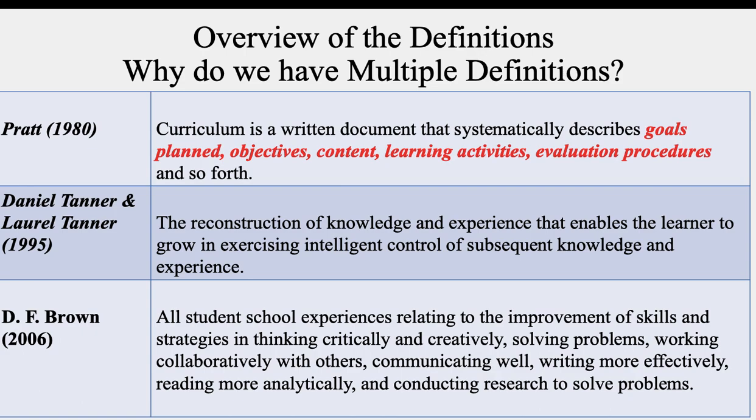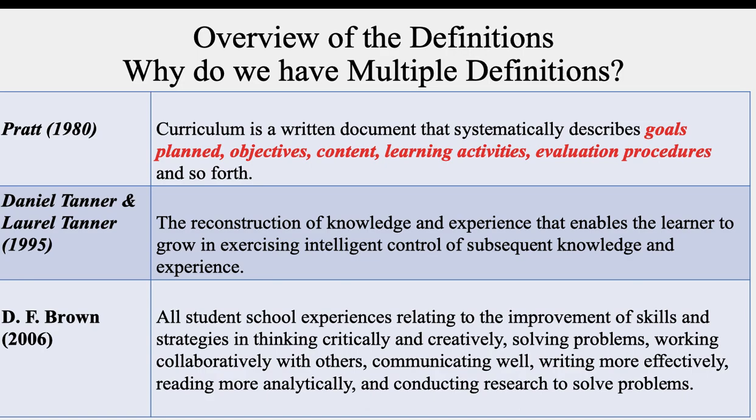So Daniel and Laurel think that a curriculum document is one that talks about how knowledge and experiences are reconstructable. So if somebody has it, they can reconstruct it again and again. And with the reconstruction of that knowledge and experiences, what a student learns, they become able to grow in exercising intelligent control of subsequent knowledge and experience. So confusing, so interesting, but let's move on to another one.